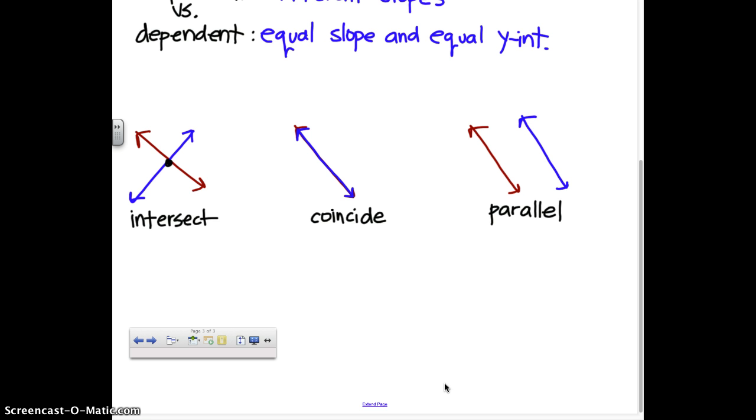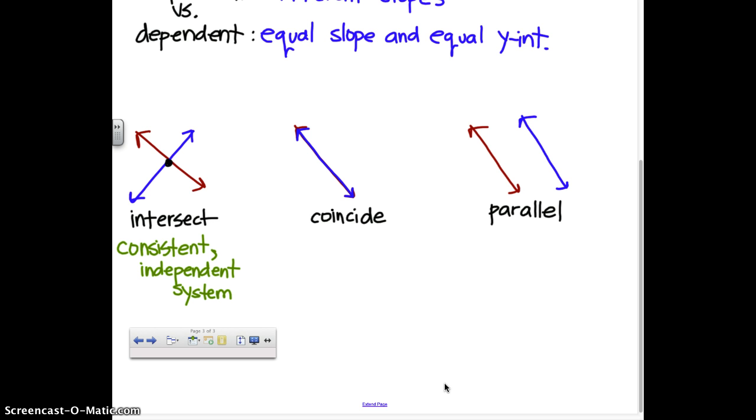When the 2 lines intersect, that means that we have exactly one solution and the lines have different slopes. This is a consistent, independent system. Consistent because it has one solution, independent because the equations have different slopes.